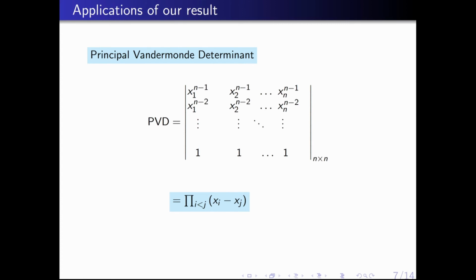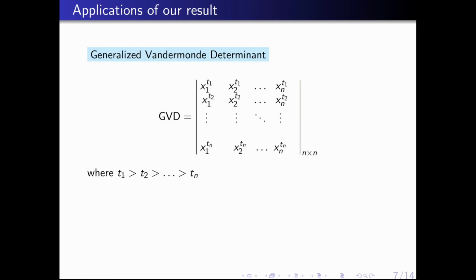The generalized version of this is more subtle. Let's see. The generalized van der Monde determinant is as given below. When we set t1 to n minus 1, t2 to n minus 2 up to tn equals 0, then we get exactly the principal van der Monde determinant. But here t1, t2 up to tn can take any positive value satisfying the given constraint. That is, t1 is strictly greater than t2, which is strictly greater than t3 up to tn. The bad thing about this generalized van der Monde determinant is that we do not know any closed form expression for it. Thus, it is not clear whether generalized van der Monde determinants do have small formulas or not.